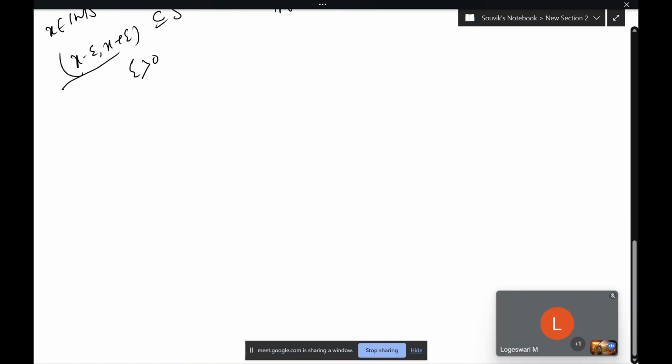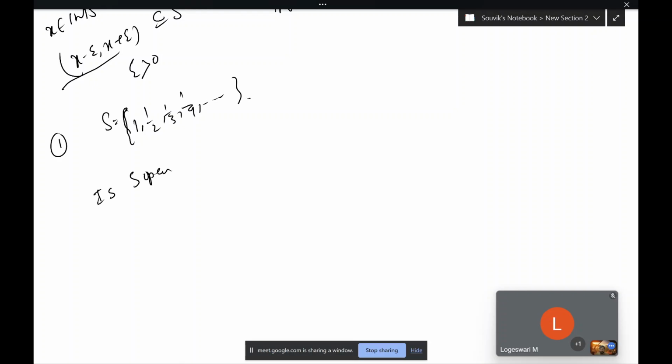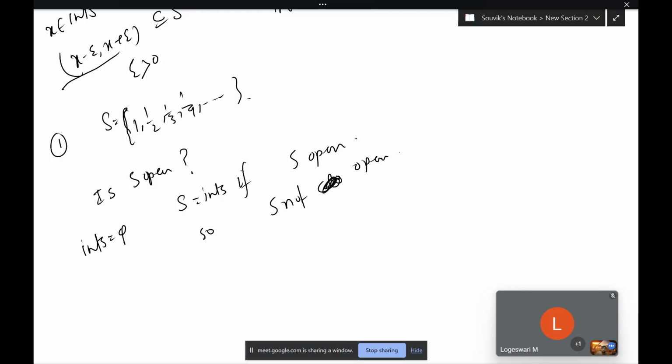So now again consider the previous example, S equal to {1, 1/2, 1/3, 1/4, ...}. The question is: is S open? The answer is no, because we have already seen that the interior of S is the empty set. If S is open, then int S must be S, that is, S should be equal to int S. So S is not open. By the way, one thing to note: S is not an open set, but that does not mean S is a closed set. Not open does not imply closed. There are sets which are neither open nor closed.